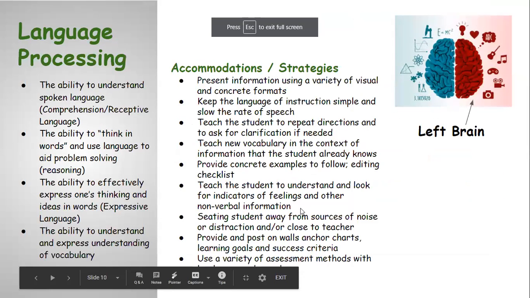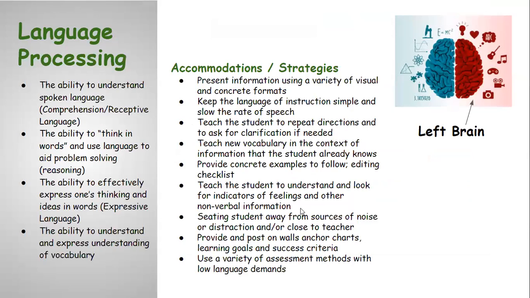Okay, we'll start first with language processing. So on the left is a definition of what language processing entails. This is essentially sort of the whole left side of our brain and our ability to understand spoken language, to think in words and use language to problem solve, to be able to understand and communicate, to express your thinking using words. And to understand what people are saying.